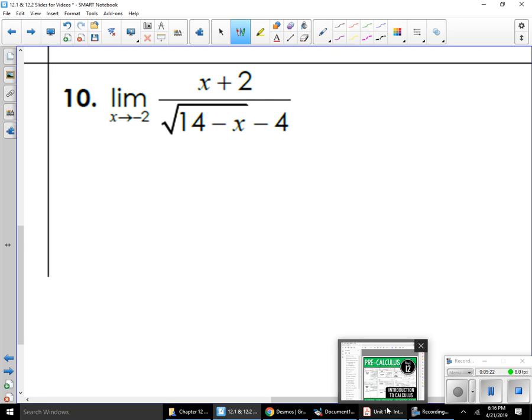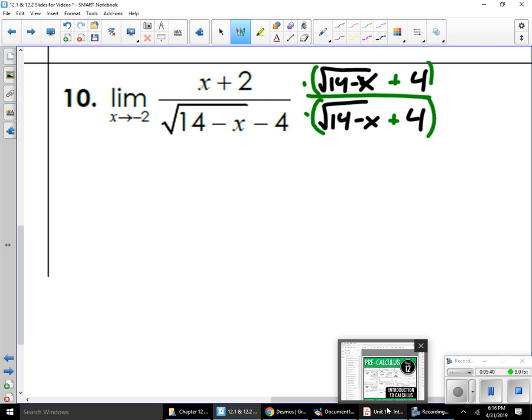So we have now the square root of 14 minus x. The conjugate's going to be plus 4. So, square root of 14 minus x minus 4, times square root of 14 minus x plus 4. All right. So once again, the reason we want that conjugate is we know inside and outside terms are going to cancel when we FOIL the denominator. So if it feels like I've done the same thing a whole bunch of times in a row, you're right.